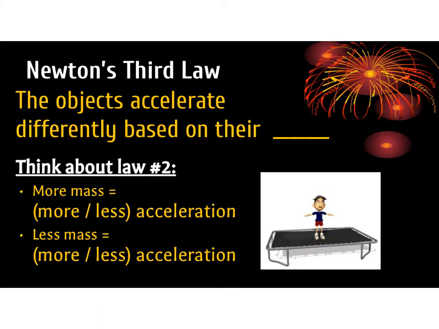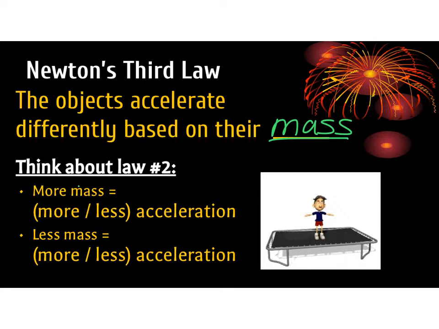Hopefully you thought about it and recognized that those objects have different accelerations, and that difference is based on their mass, right? If we think about our formula from law number 2, the force being exerted on each object is the same, but the masses of the objects are different, causing a different acceleration.